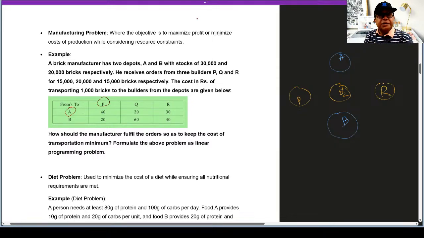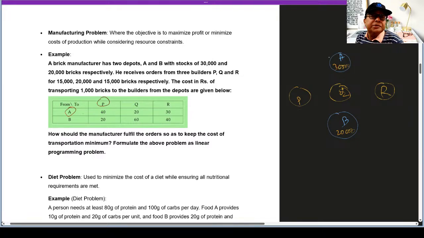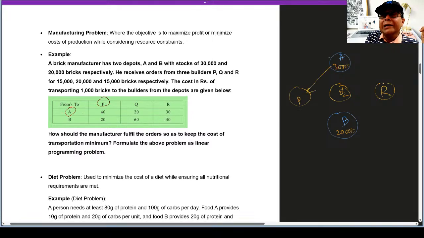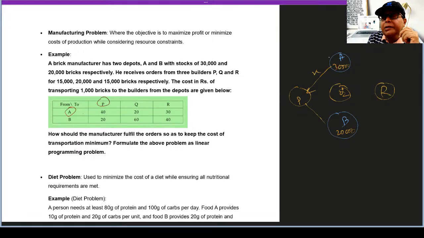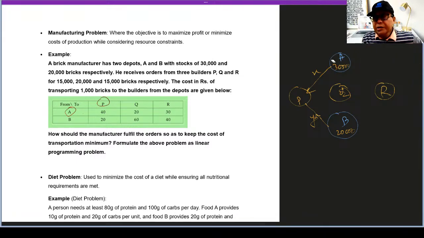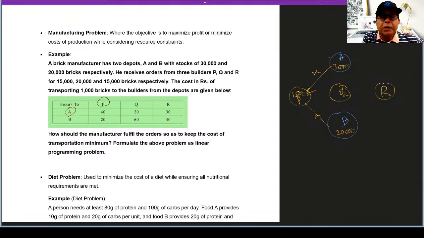So, what you will do here first, you write 30,000 here, available. Whatever available, you will be writing there. Okay? And here it is 20,000. From A, suppose to P is supplying X units and B is supplying Y units. Okay? Or you take this manner. What is the requirement of P? P needs 15,000. Q needs how much? 20,000. And R needs 15,000.